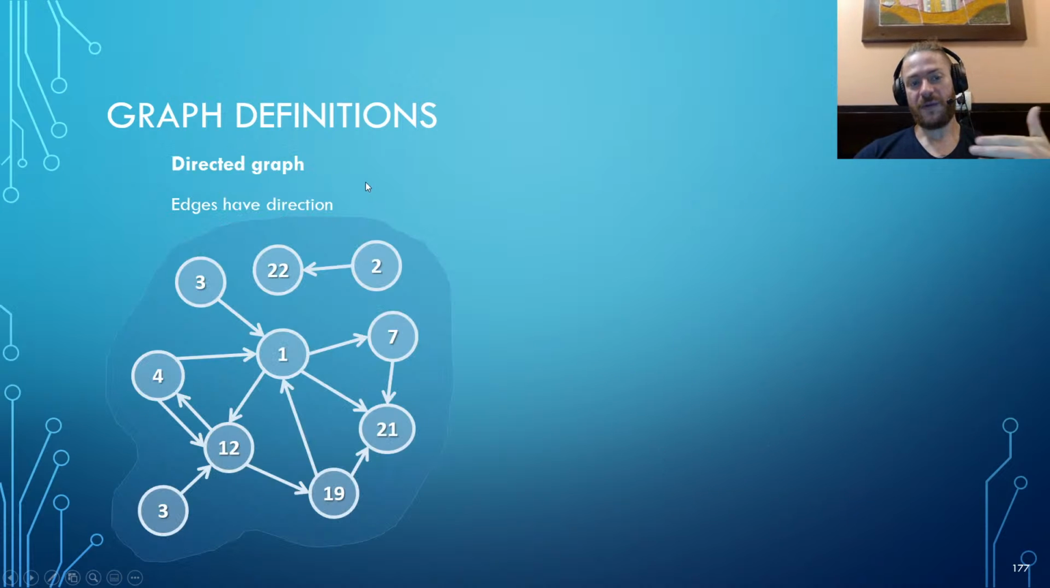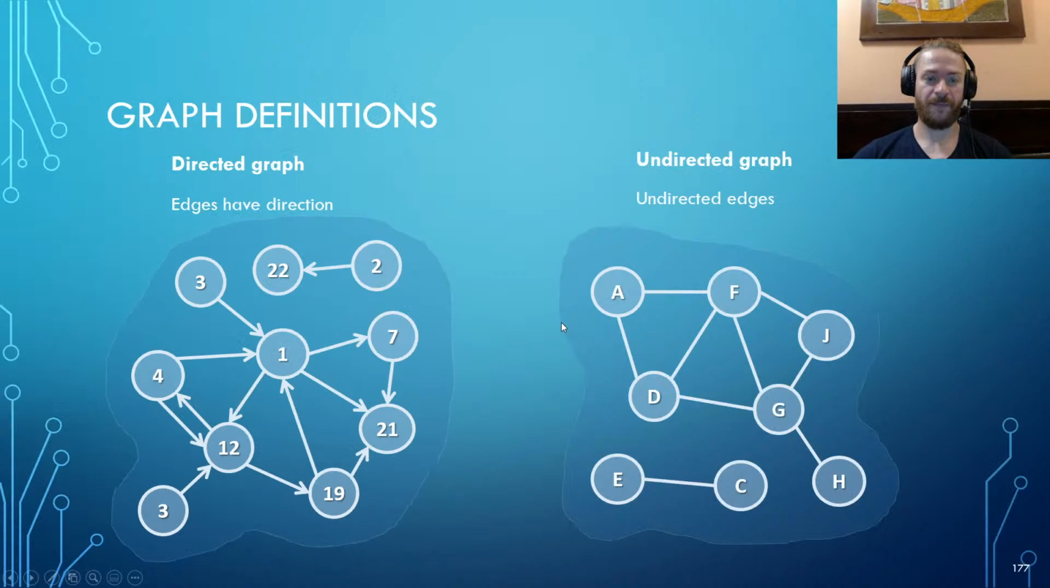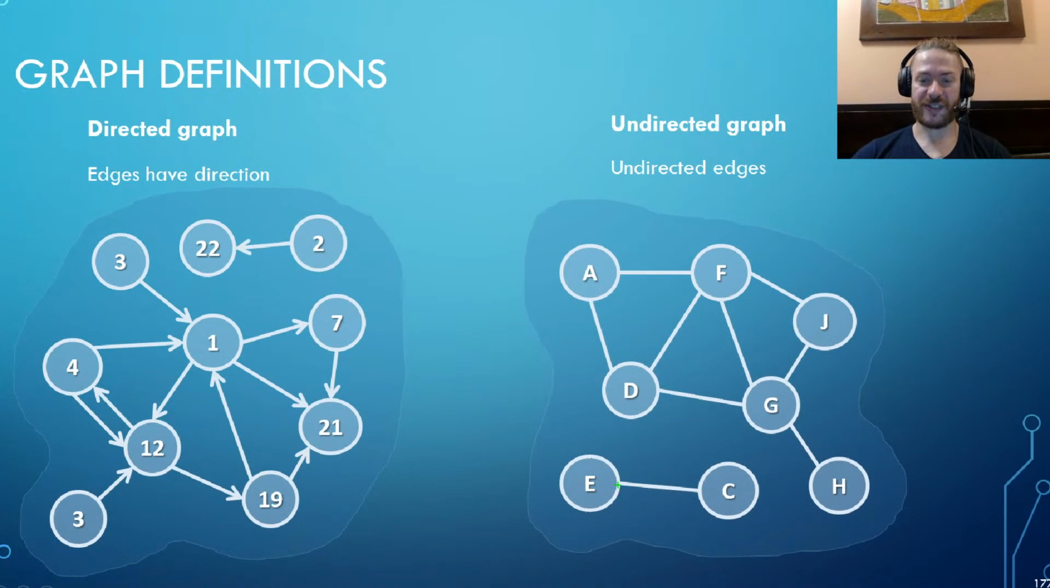Some definitions for a graph. A directed graph is when edges have a direction, like this, like this. You can see that this part of the graph is not connected to any other part. That's completely okay. We have an undirected graph, where the edges are just connections, but it doesn't matter in which direction.